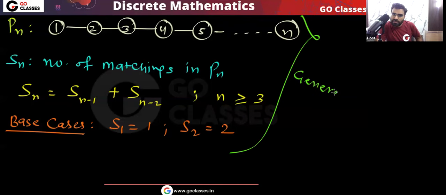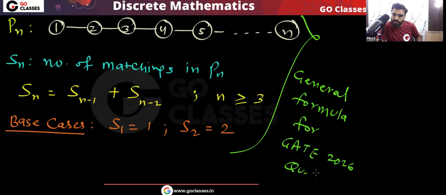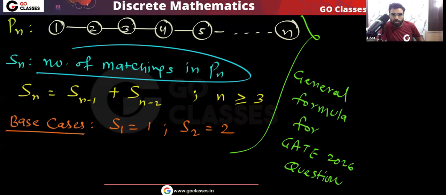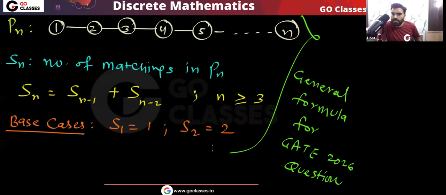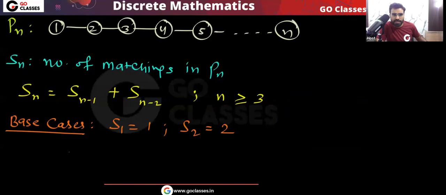This is our general formula for the GATE 2026 question. Okay, is this clear? The GATE 2026 question was asking the number of matchings in P8, and we have found the number of matchings in Pn. Now you can just put n equal to 8 and you will get your answer for the GATE 2026 question. Correct? So let's find what will be P8.